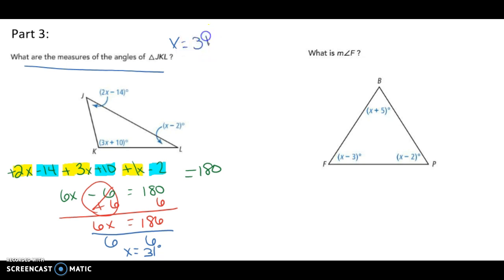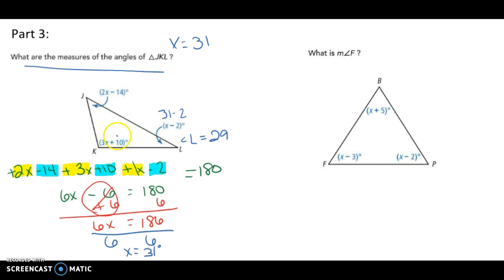That was not the question. The question was, what are the measures of the angles? So now I have to take this 31 and plug it in everywhere that x is. So let's start here. I'm going to have 31 minus 2, and 31 minus 2 is 29. So the measure of angle L is going to equal 29 degrees.